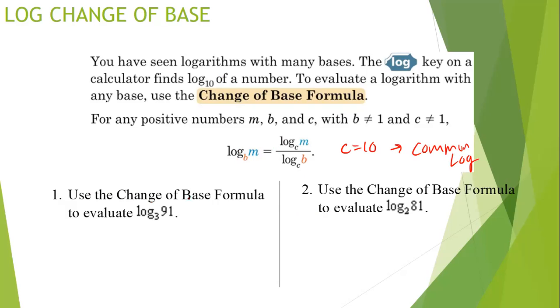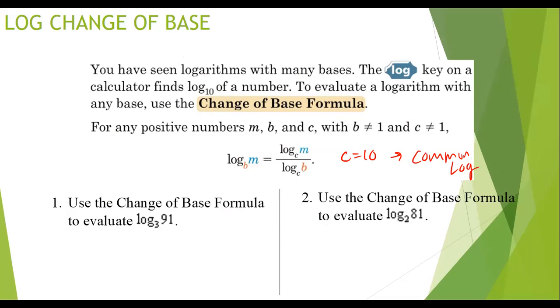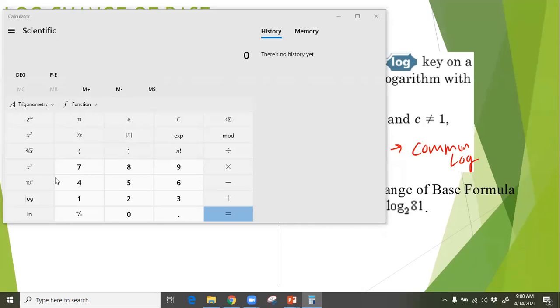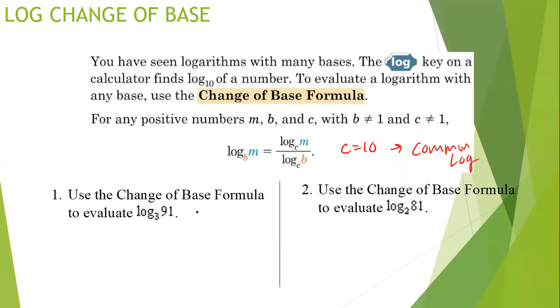Here for change of base, we have log base 3 of 91. On the most standard calculator, I cannot pull up log base 3 of 91. I just have the common log. So I convert this into common log base, letting C equal 10. I have log of 91 divided by log of 3, and this is what I would put in the calculator to get an approximate value.